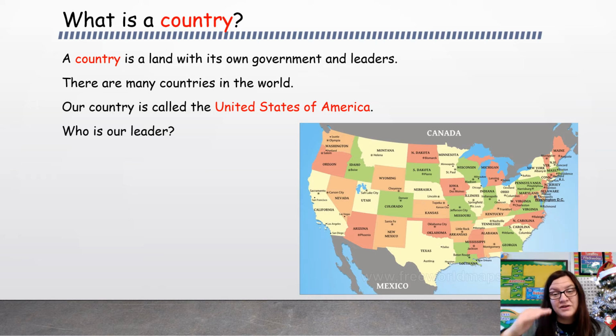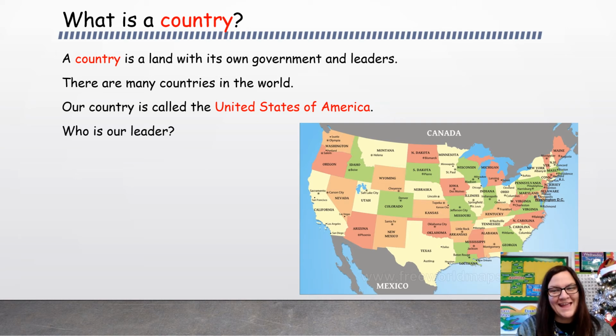Now there is a country that's just to the north of us. That is called Canada. There's a country that's just to the south of us. That's called Mexico. And those countries, the United States of America, Canada, Mexico, all three of those are in the continent of North America that we just talked about. But our country is called the United States of America.